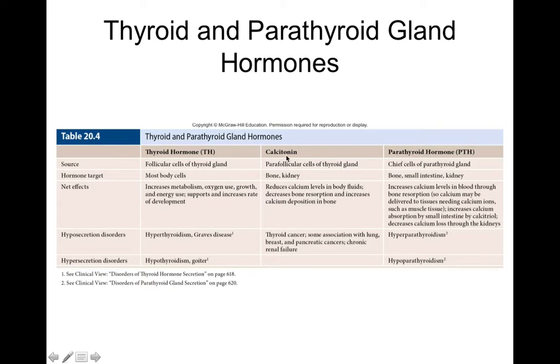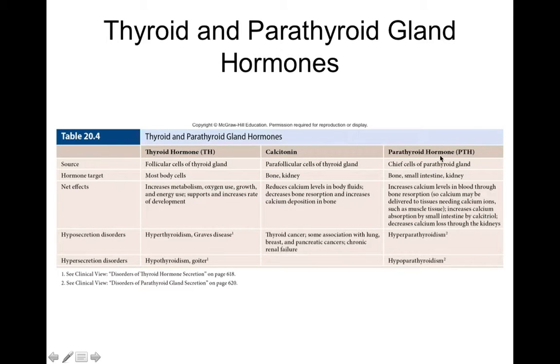Now, calcitonin comes from those parafollicular cells in the thyroid, and what calcitonin does is it actually increases osteoblast activity and removes calcium from your bloodstream and basically deposits it into your bone to lower your blood calcium levels.